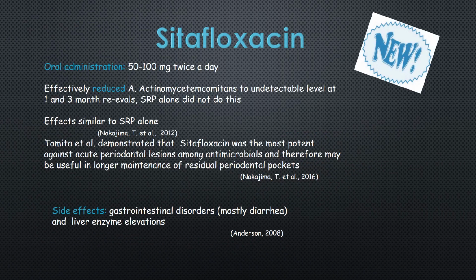Sitafloxacin is a new drug being studied in the treatment of adjunct periodontal therapy. Currently, it is being administered orally in a 50 to 100 milligram dose twice a day. It effectively reduces AA to an undetectable level at 1 and 3 month reevaluations. So far, the effects seem to be similar to SRP alone. One study showed that sitafloxacin was the most potent against acute periodontal lesions among antimicrobials, and therefore may be useful in longer maintenance of residual periodontal pockets. Side effects of sitafloxacin include gastrointestinal disorders and liver enzyme elevations.